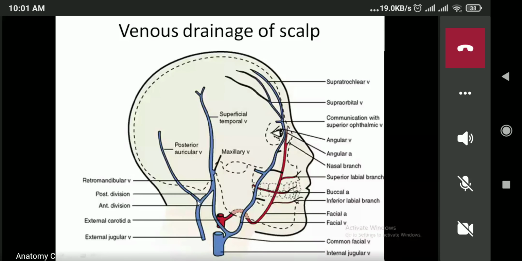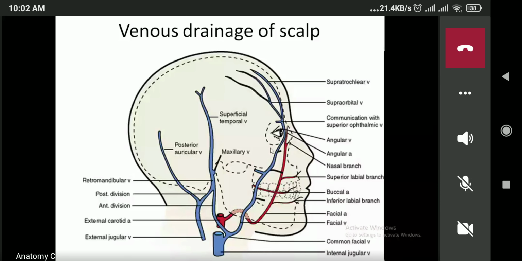There should be five sets of veins draining each half of the scalp, which are accompanied by five different arteries. So five different veins, and here we have talked about four veins. What is the remaining vein now? Do you remember the five sets of arteries? Supratrochlear artery, supraorbital artery, superficial temporal artery, posterior auricular artery, and which one? What is the remaining fifth artery?